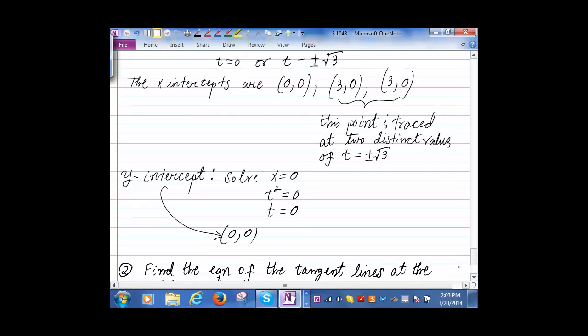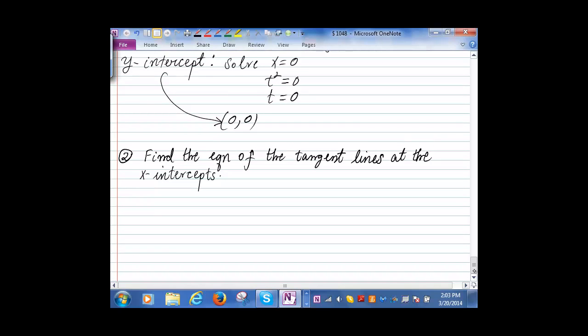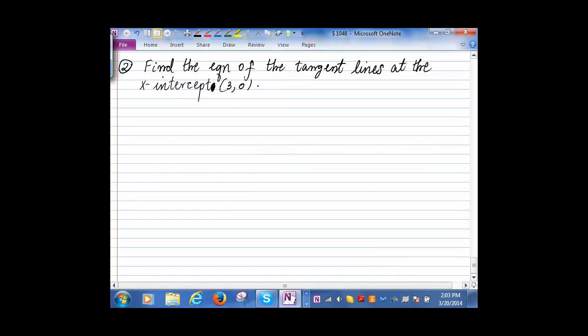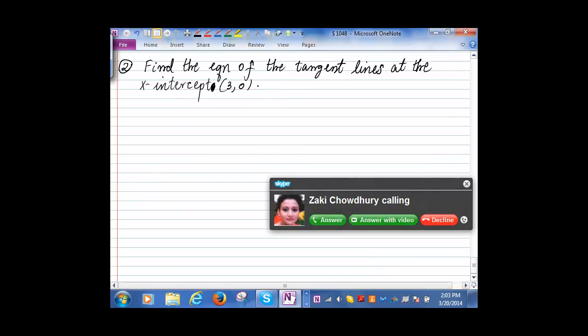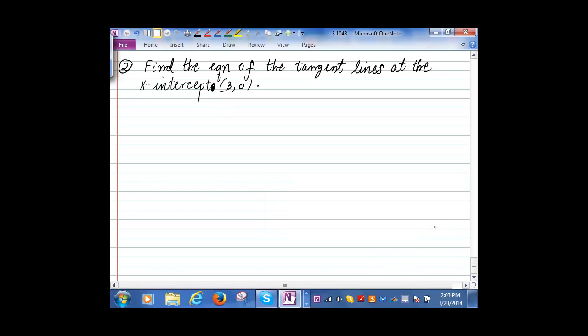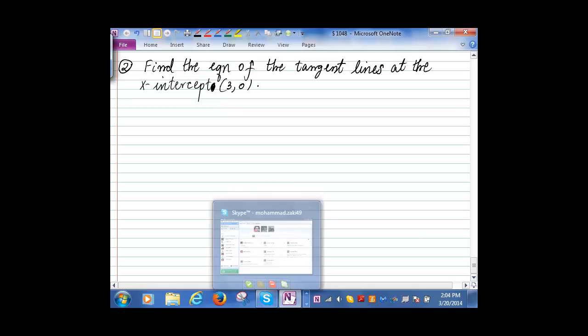Remember, the x-intercepts are those 0, 0 and 3, 0, right? Let me just say, for now, at the x-intercept 3, 0. At this point, how do I find the equation of the tangent line? I know there are two, right? We know there are two of them. I need to find the slopes, right?